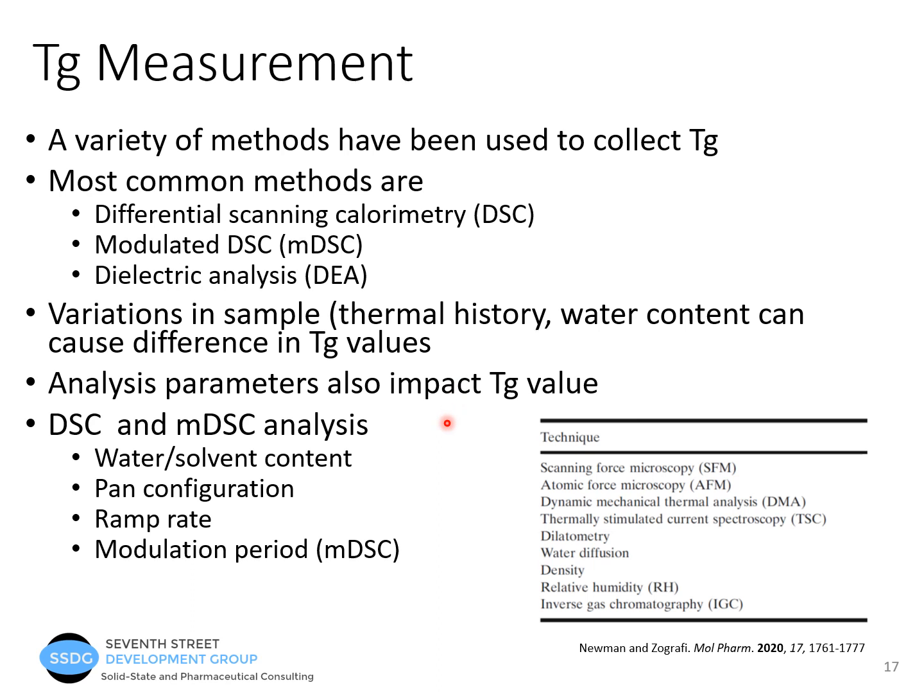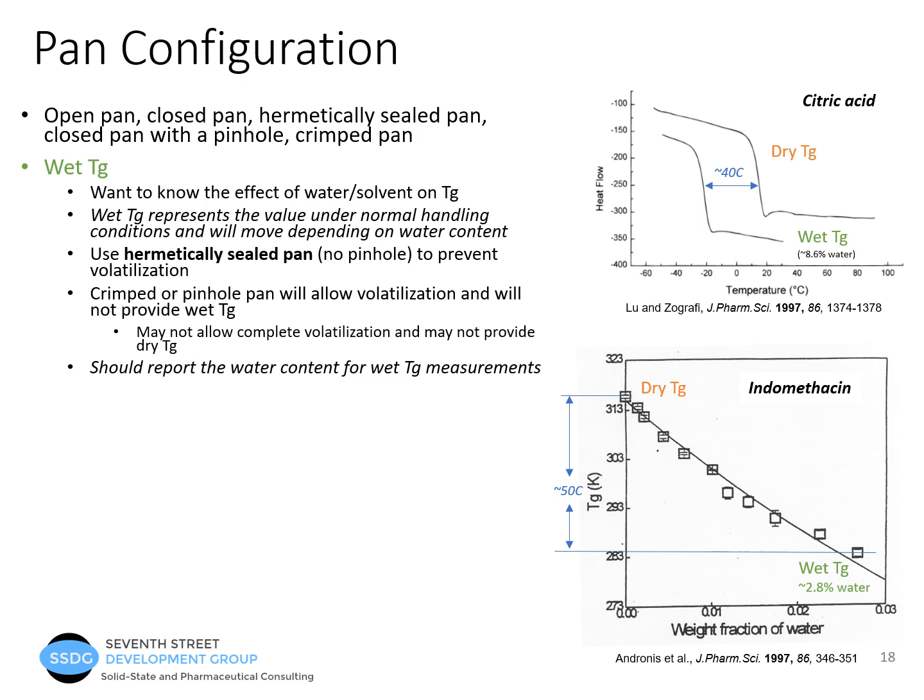But also, analysis parameters can impact the measurement as well. And so we're going to talk a little bit about that, whether it be the water solvent content, pan configuration, ramp rate, and even the modulation period and modulated can impact the value that we end up getting. There are a number of different pan configurations we can use when we're doing DSC analysis, and these include open pan, closed pan, hermetically sealed pans, closed pans with a pinhole, crimped pans, lots of different choices.